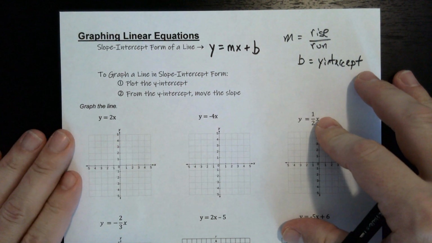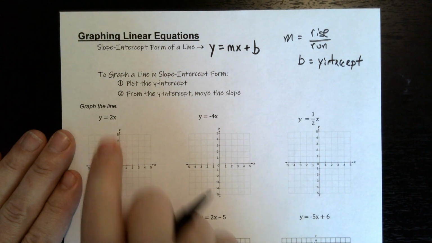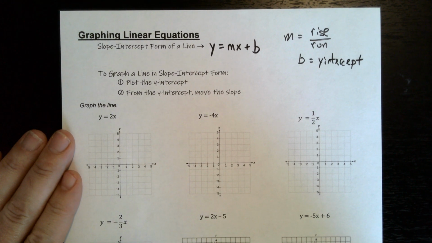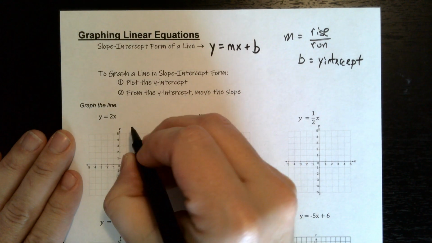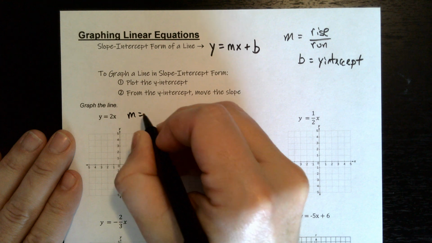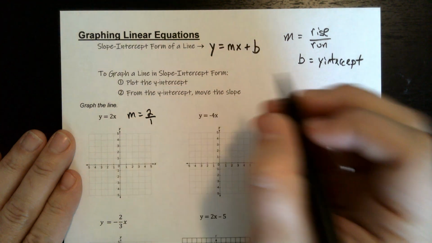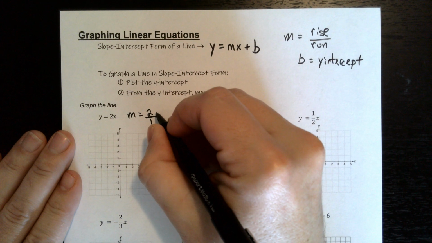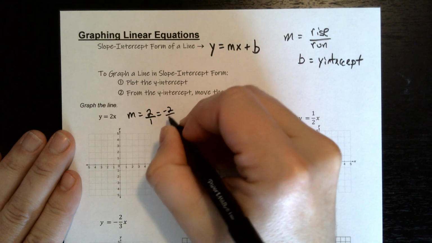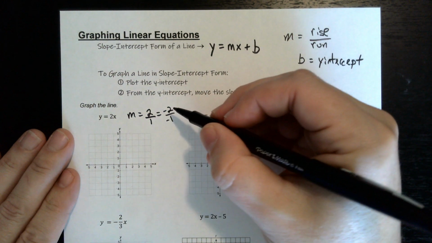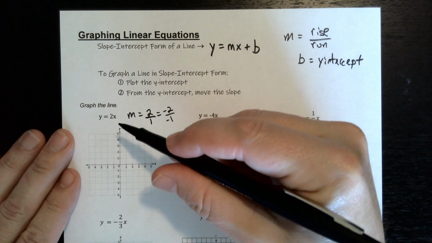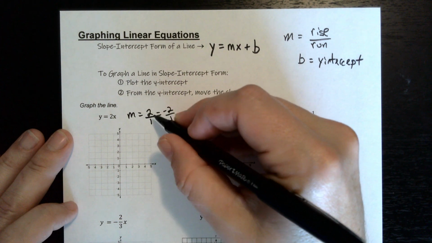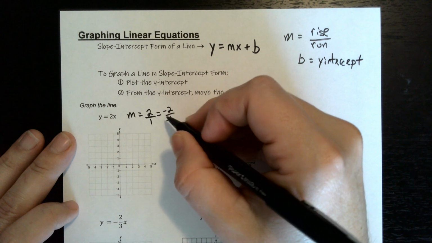Okay, so let's take a look at this first problem. We've got y is equal to 2x. So first we have a slope of 2. So m is equal to 2, and we can write that as 2 over 1 if we want. Okay, so that will give us a slope. You could also say that this is negative 2 over negative 1, because negative 2 divided by negative 1 is also positive 2. This gives us two different ways of using the slope.